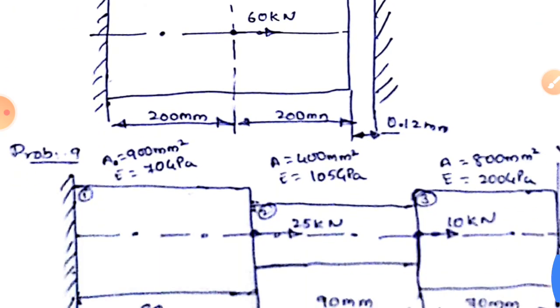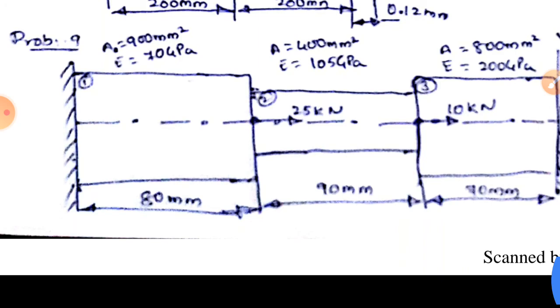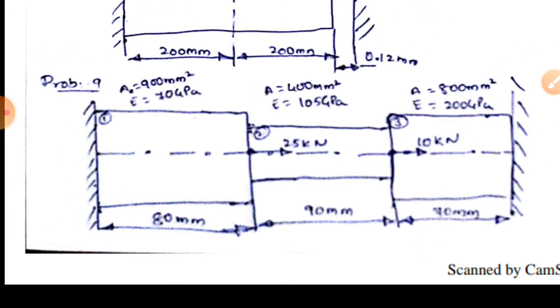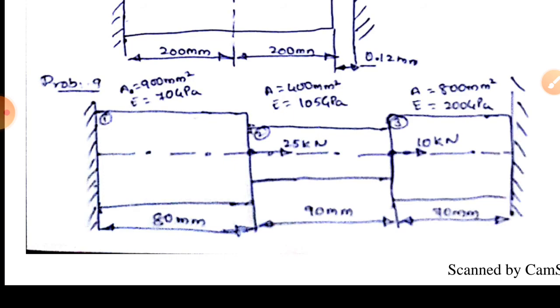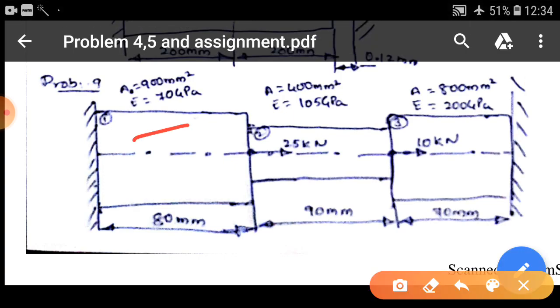Lastly, this is problem number 9. Area and Young's modulus for each section are given to you: first section, second section, third section. There is no force applied at node 1. Node 1 is free, but a reaction R1 is generated here. At node 2 there is a force of 25 kN, which is positive again. At node 3 the force applied is 10 kN, again positive. This is node 4. Node 4 has a reaction R4, you can take it.